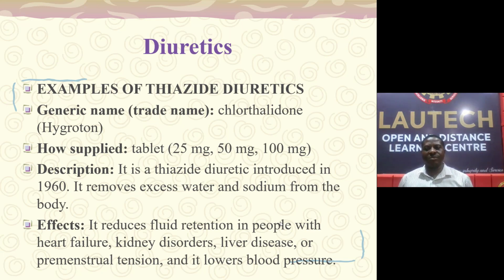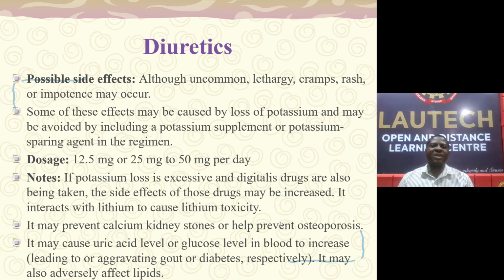Reduce fluid retention in people with heart failure, kidney disorder, liver disease, or premenstrual tension, and it lowers blood pressure. Some positive side effects of this hazard, although uncommon: lethargy, cramps, rash, or impotence may occur. Some of these effects may be caused by loss of potassium, and may be avoided by including a potassium supplement or potassium-sparing agent. Of course, these drugs target the removal of sodium and water from the body.